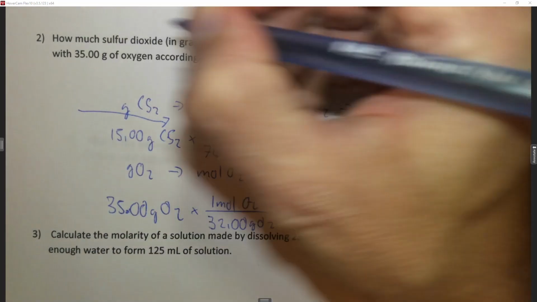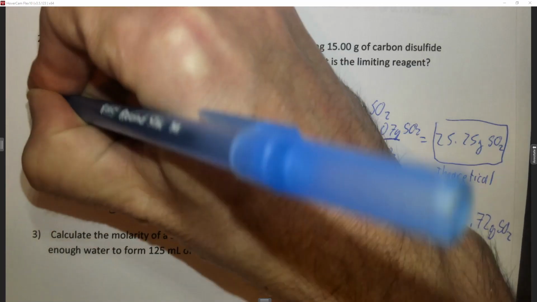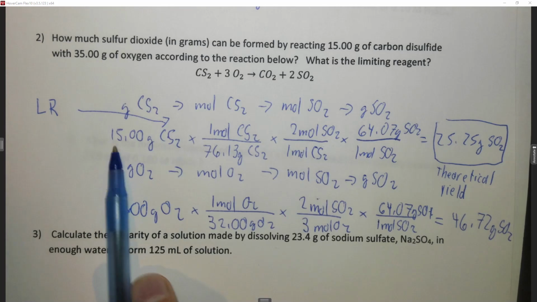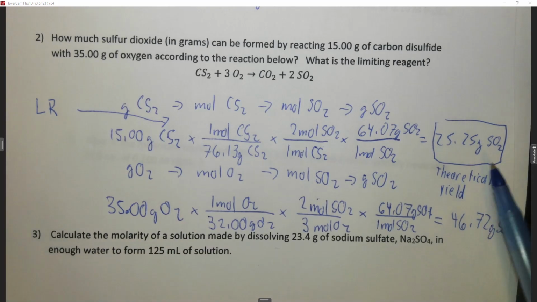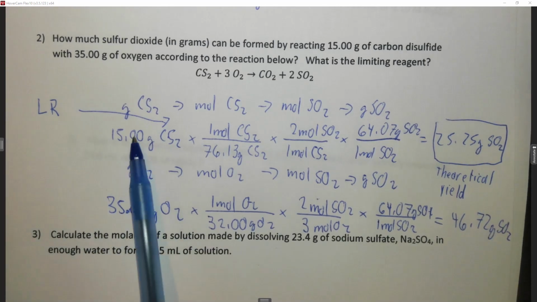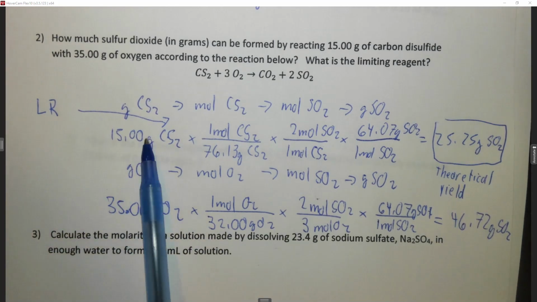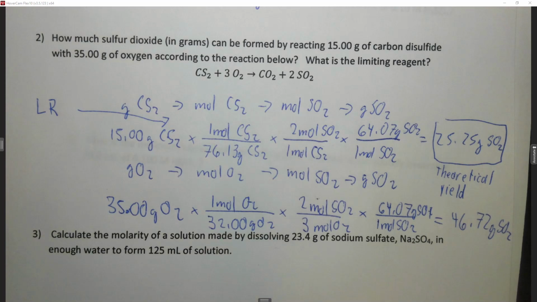CS2, and I'm just going to abbreviate LR, is our limiting reagent. So this is our limiting reagent because it limits how much SO2 we can make, because we make less if we use all of this. And of course, once we use all of this, we can't make more than 25.25 grams because we have none of this left. So this is a limiting reagent problem from General Chemistry 1.